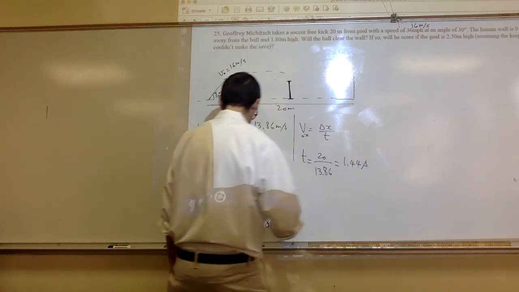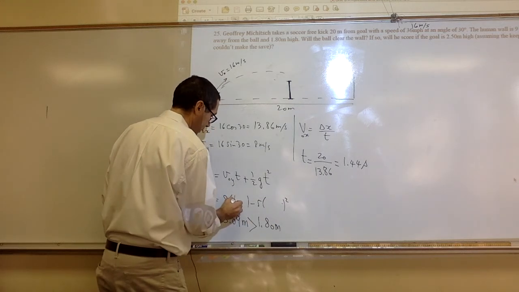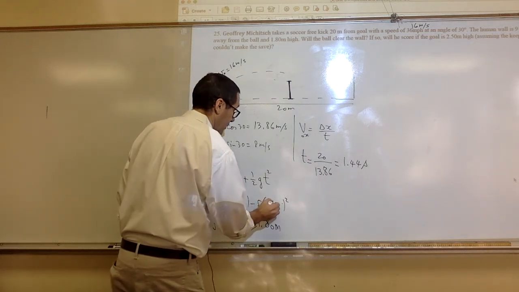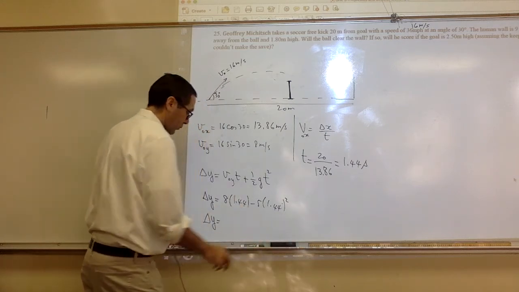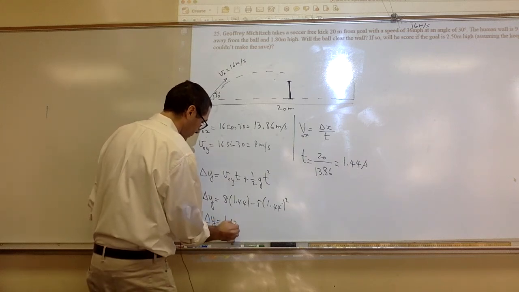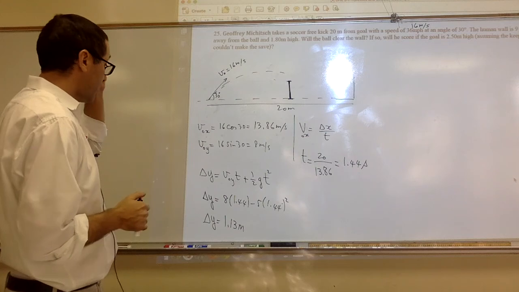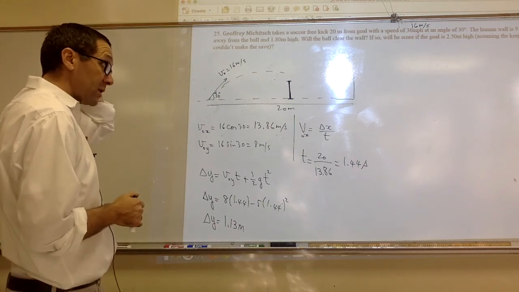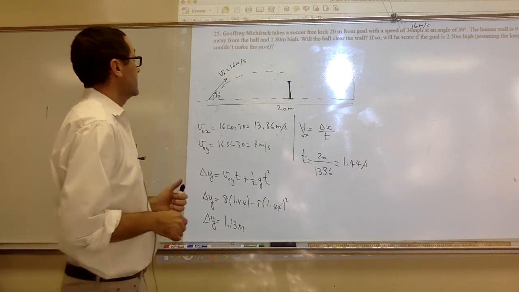And you do the same exact thing here. So you put in 1.44 for time, and you should get a height equal to 1.13. Now that's between 0 and 2.5, which means the ball went in, assuming the goalie could not save it.